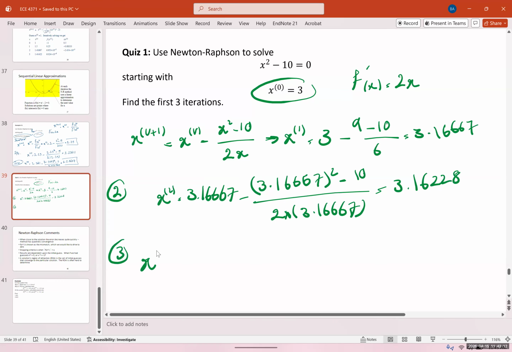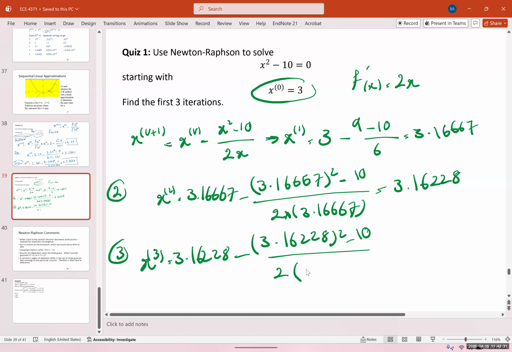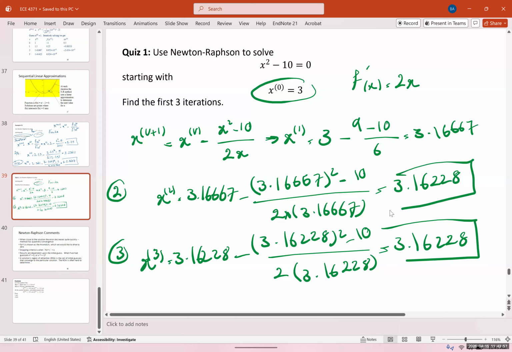And the third iteration, x3, is going to be equal to 3.16228, and you can already see that we are converging pretty fast, minus (3.16228 to the power of 2 minus 10) over (2 times 3.16228). And if we calculate this, we get 3.16228 again. So you can see that we have already converged at the second iteration. Okay, so fourth, fifth, it's going to be the same. So the answer is 3.16228.